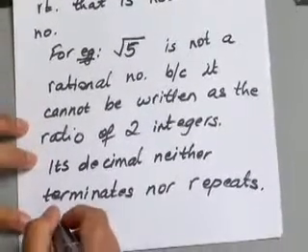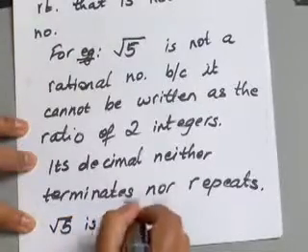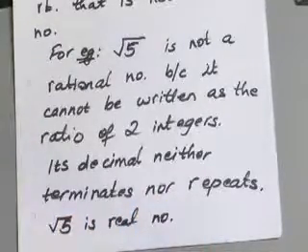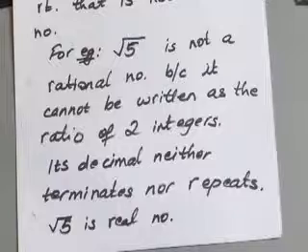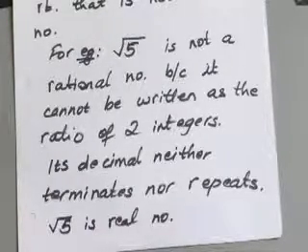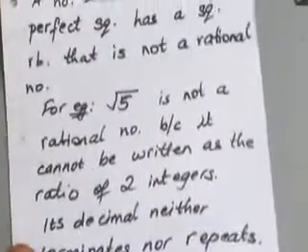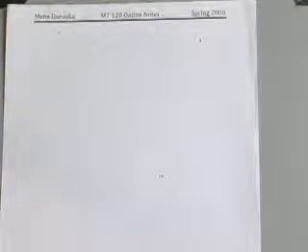But again, remember, square root of 5 is still a real number. Okay. Just because you cannot write it in the form of a over b does not mean it is not a real number. It is still a real number, and you can try and find it on the number line. Okay. So this is what we call an irrational number.